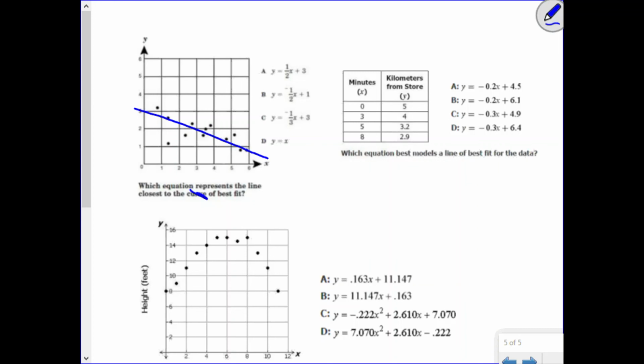So we can tell this line has a negative slope, so I can automatically pull out A and D. Those would have positive slopes. So now we have to figure out between B and C which one would be more likely.